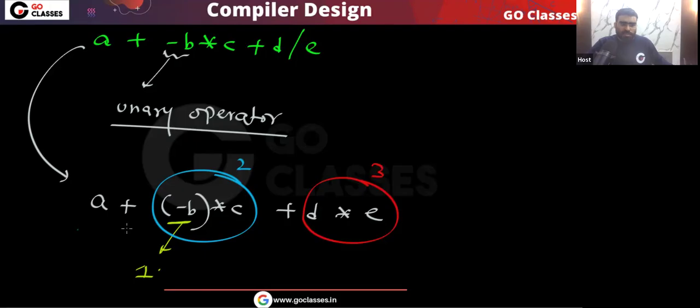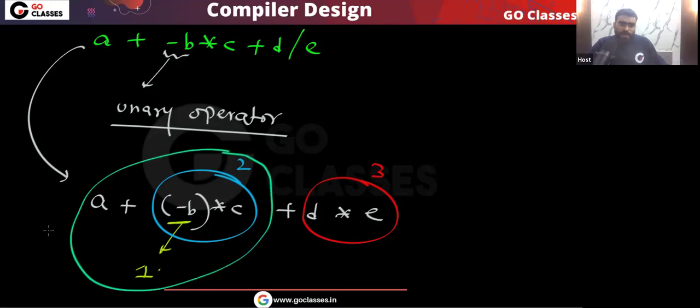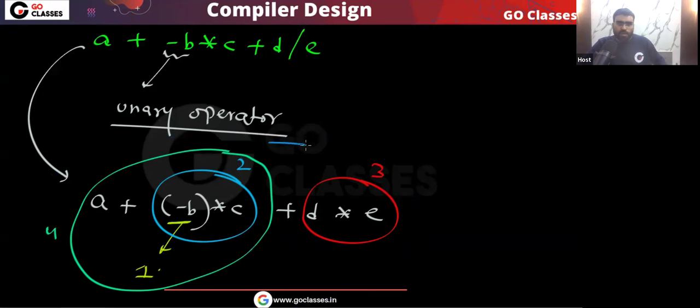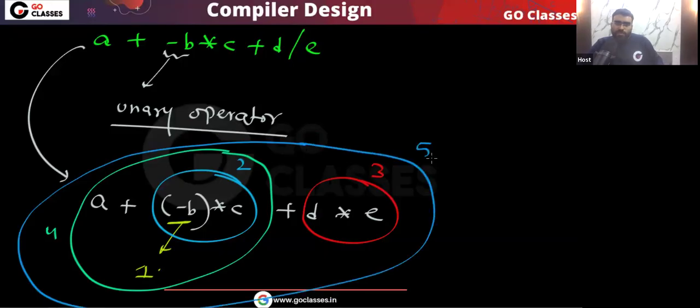Then what will be the fourth thing? This will be the fourth thing to do. And then finally, this will be the fifth thing to do. I hope you understood. So this is the simple idea. So let's first do this minus B.